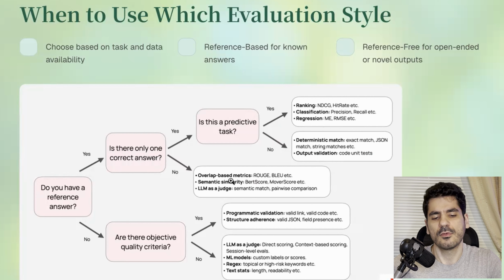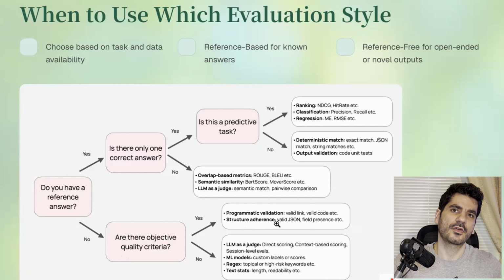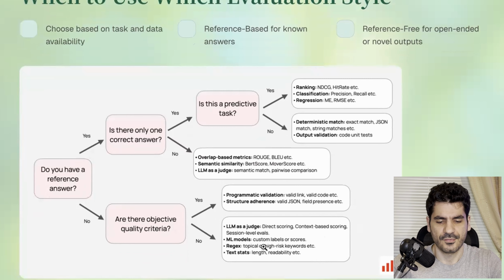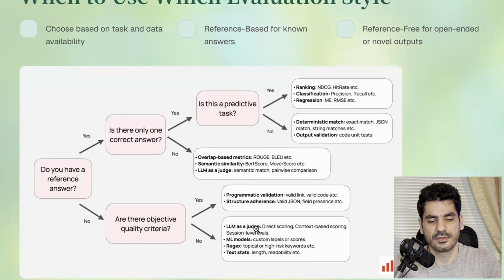And if it was not one answer, then you can use overlap-based metrics, semantic metrics, or LLM as a judge. And if we didn't have any reference answer, we're going to see if there is any objective quality. If it is yes, you're going to do programmatic validation or structure adherence. These are for when we want a specific format for the output. For example, we want a JSON, and we want to make sure that it follows that format. Or, if there wasn't any specific quality objective, then we can look at LLM as a judge, regex methods, ML methods, and text.